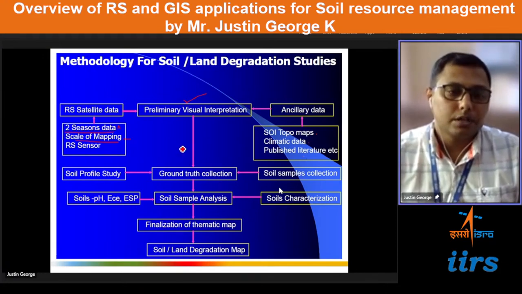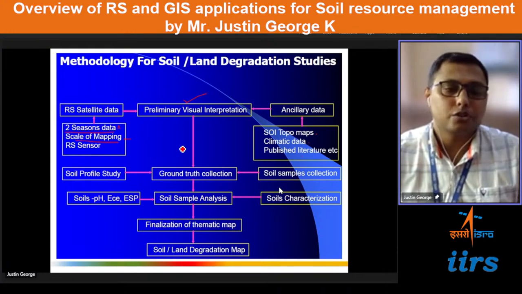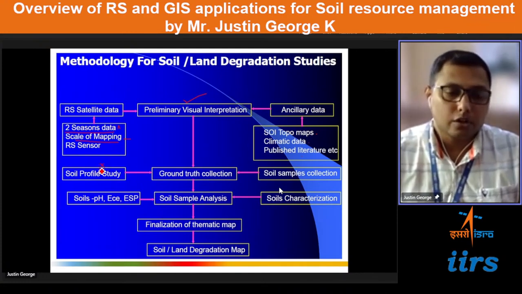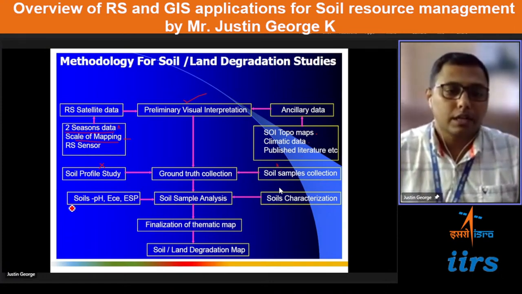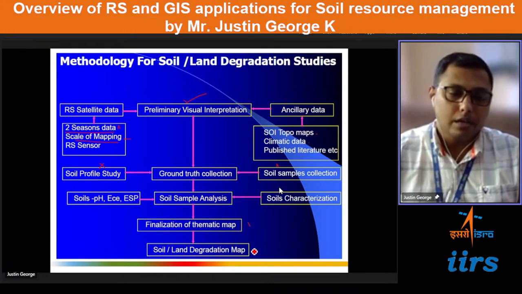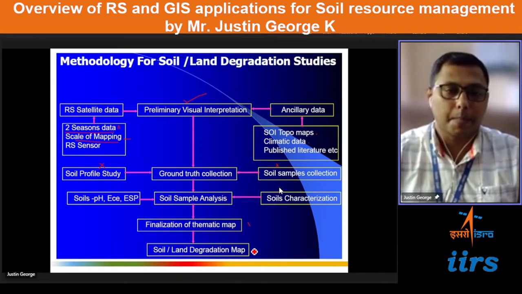And wherever there are confusions or we want to be 100% sure, we will go for some amount of ground truth collection, where we will be conducting soil profile study or the collection of soil samples from surface or the subsurface layers. They will be analyzed mainly for the chemical degradation, like the pH, electrical conductivity, exchangeable sodium percentage. These properties will be identified and ultimately assigned for the finalization of the thematic map. And finally, you will be getting a soil or land degradation map with the updation of various land degradation types as well as their severity.